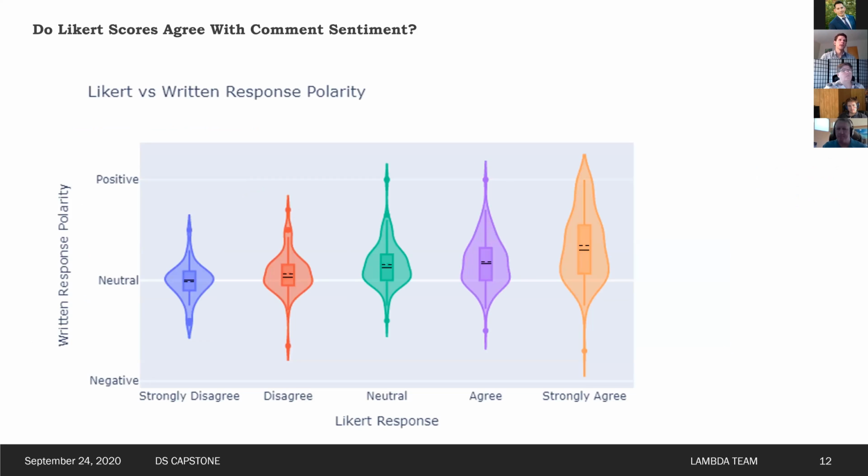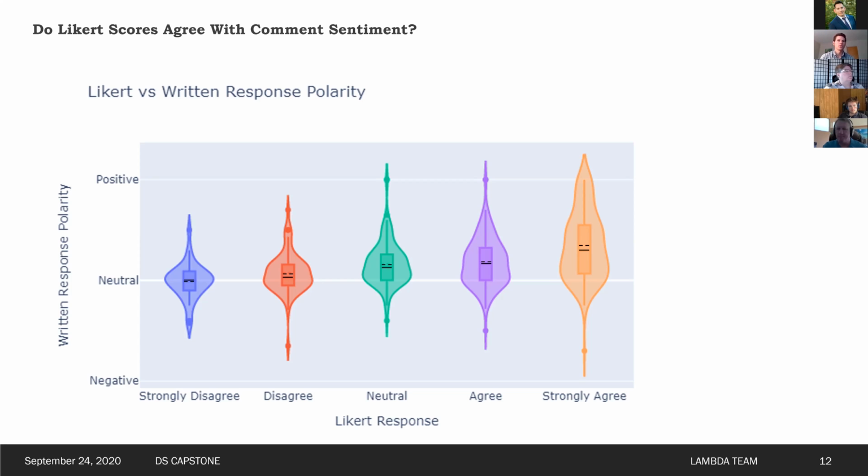Next, we wanted to look a little bit at the pairings of questions. Often questions would come with a Likert question and then immediately after, the opportunity to write a written response. We wanted to know the relationship between these Likert scores and the paired written responses. So we used TextBlob, as described earlier, to get a sentiment score, a negative, neutral, positive kind of score. We determined those and paired them up with their Likert response and came up with this graph.